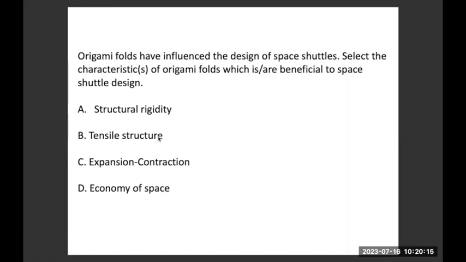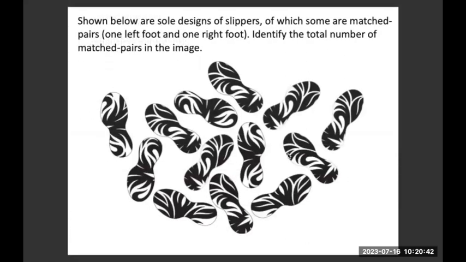They may have some tensile structures, but many times they don't actually. They are not used for their rigidity. In space shuttle design, they are purely used for expansion, contraction, and economy of space. That's it for space shuttle design. Okay. Any doubts, any questions in this? It's straightforward. So let's just move to the next one then.